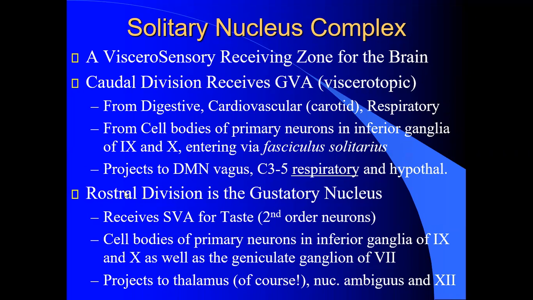The rostral division is the gustatory nucleus, period, okay? It gets the special visceral afferent for taste as a second order neuron. Nothing primary enters at this level, all right? It's going to get information off the inferior ganglion of 9 and 10, as well as from the geniculate ganglion. And it, of course, is going to project to the thalamus, as well as over to nucleus ambiguus and cranial nerve 12.